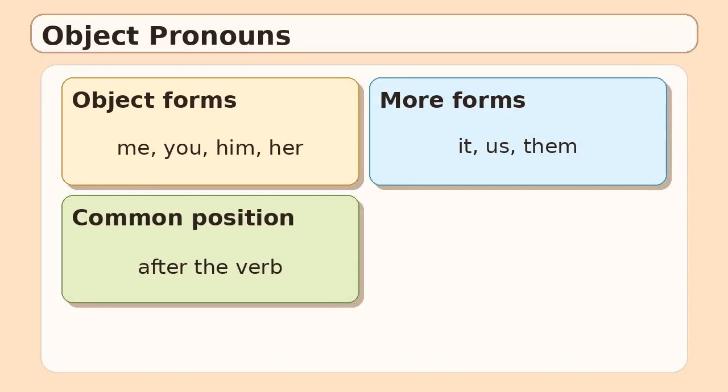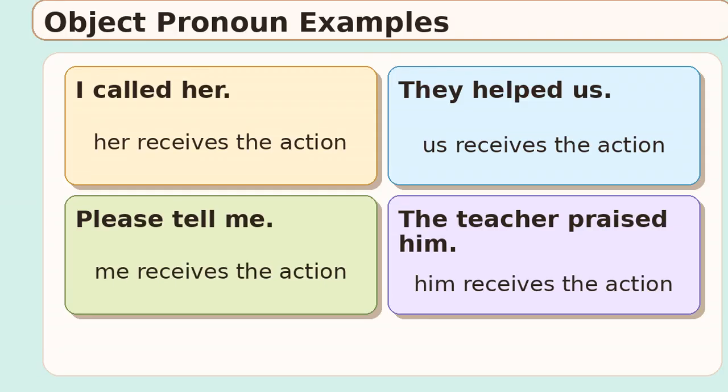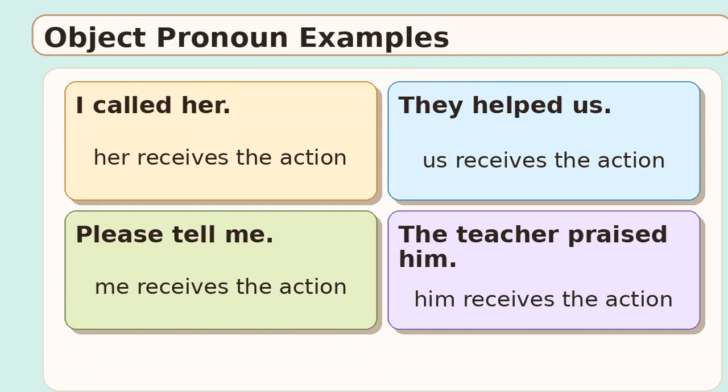Object pronouns receive the action. They often come after the verb or after a preposition. In these sentences, the pronoun is not doing the action. The action is happening to the pronoun or toward it.